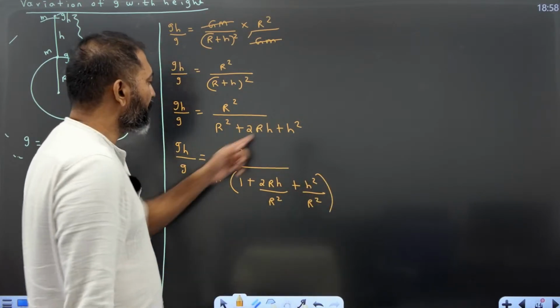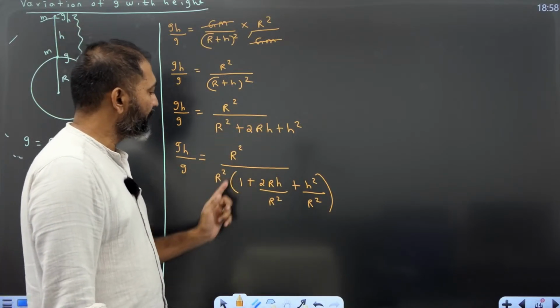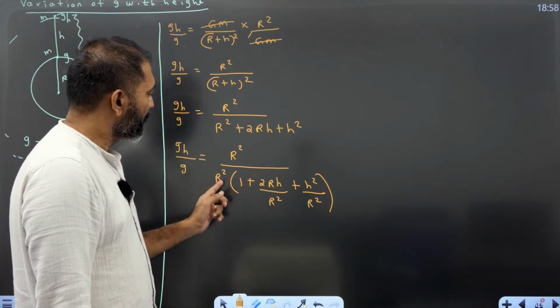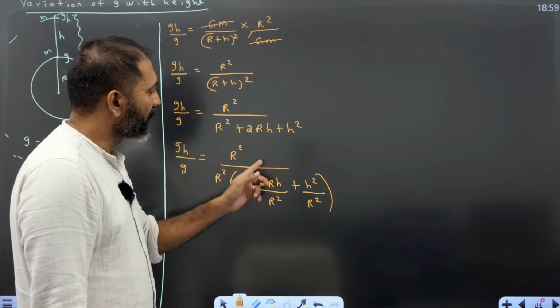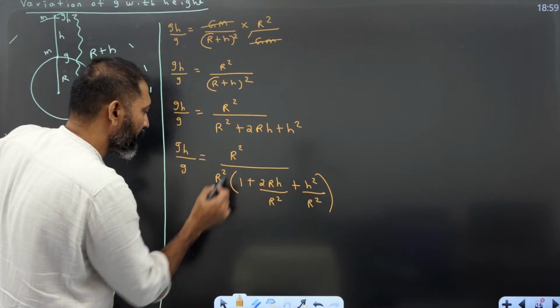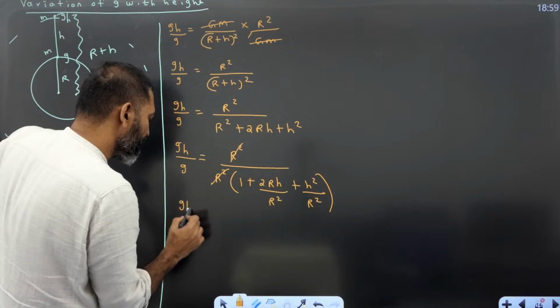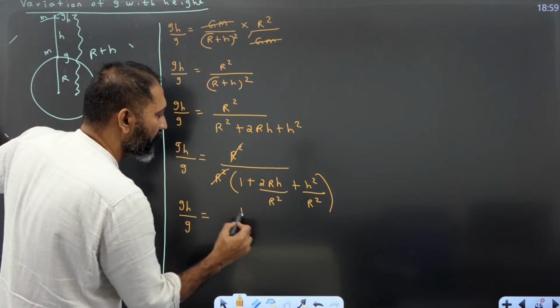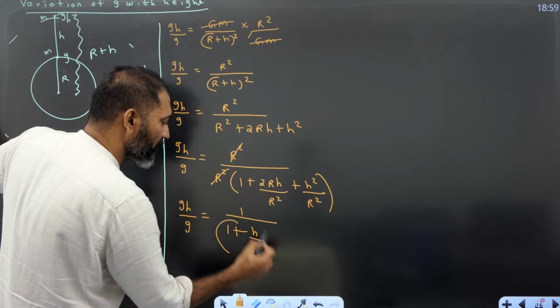So what you are doing? We are taking R square common. If you are having doubt, please take R square inside. R square into 1, R square into 2Rh by R square is 2Rh, R square into h square by R square is h square only. Why am I doing that? Because I can cancel these two R square. So gh by g is equal to what? 1 by (1 plus h by R) the whole square.